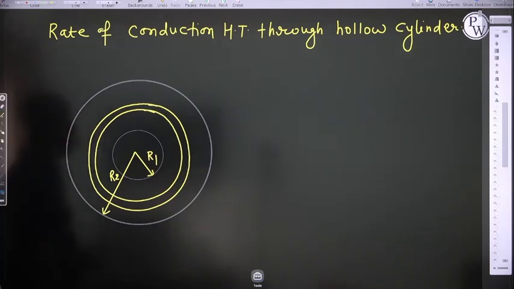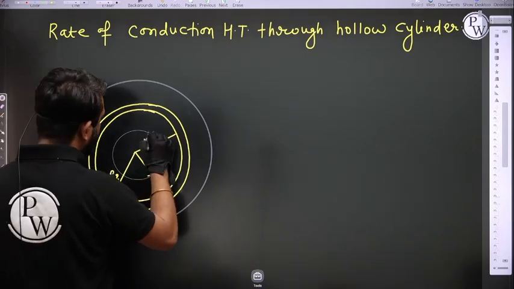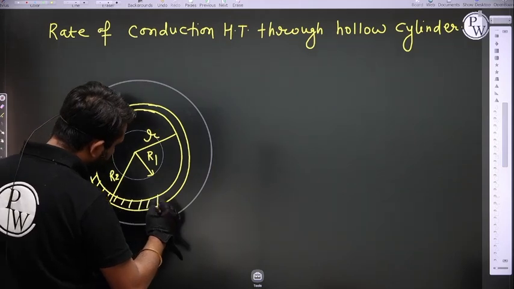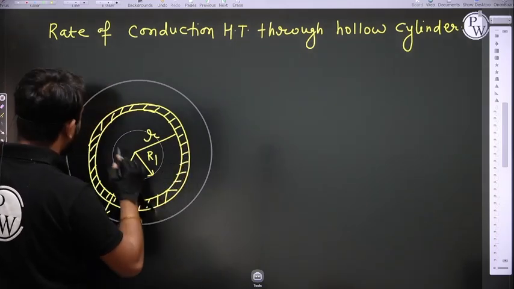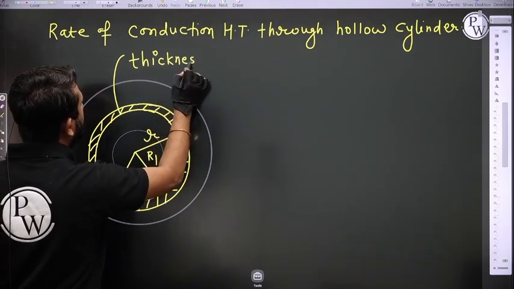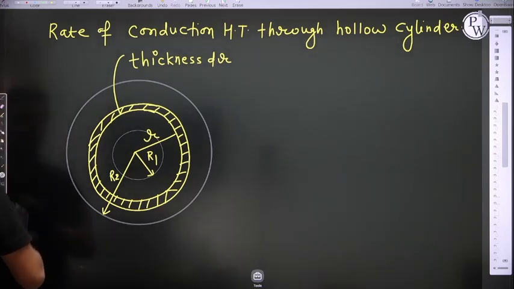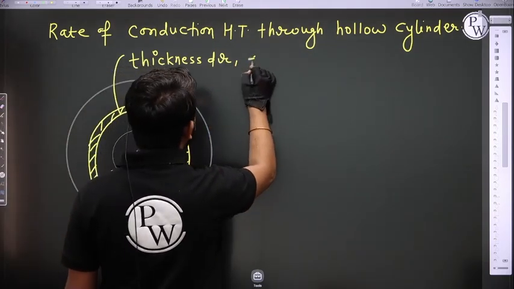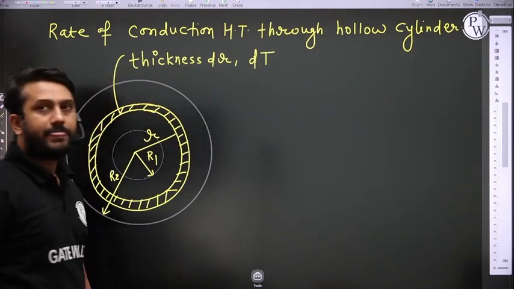At any radial distance R, I am considering a small elemental ring. And what is the thickness of this small elemental ring? That is dr. Right? And across this small element, the temperature difference is dT.